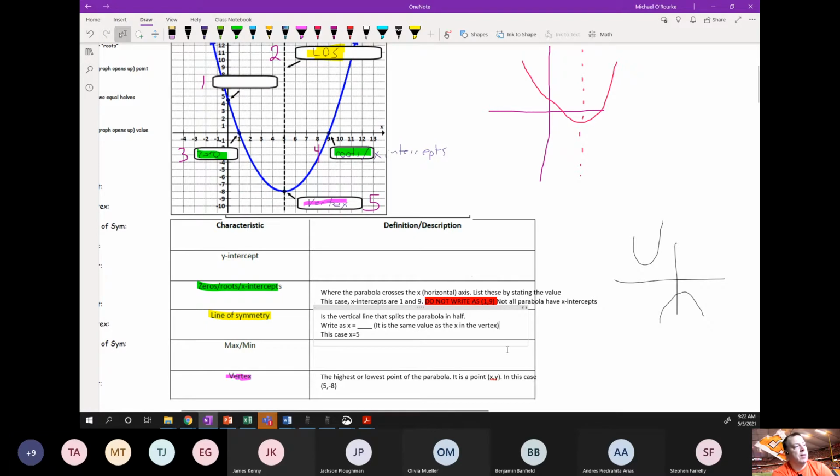Okay. You also notice that it's the same value as the x in the vertex. So in this case, the 5 there is the exact same 5 that's in the vertex right there. Okay? Do you guys see that? So they're the exact same. How do we feel about the 3 things we've done so far? You feeling good?